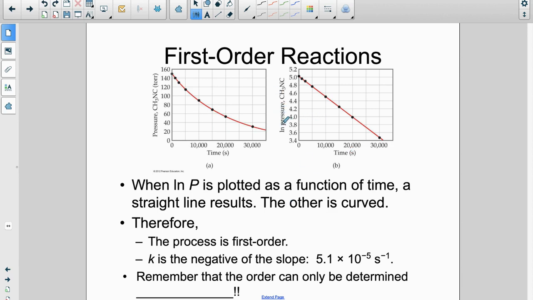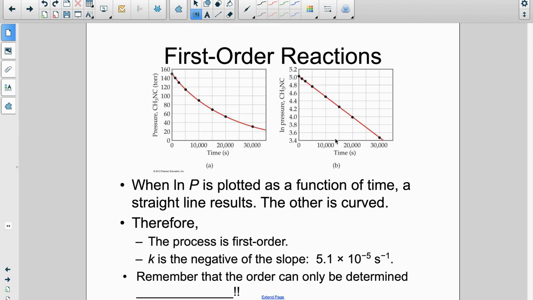Therefore, since the natural log of pressure versus time gives a straight line, the process is first order. Okay? If it was not first order, we would be seeing a curved line, just like in the case of this graph, which is actually for zero order. But we see a straight line for the natural log of pressure versus time. So this process is a first order reaction.